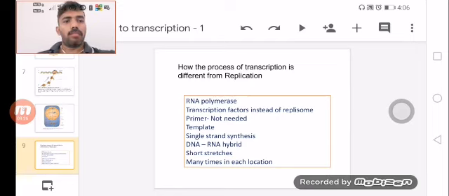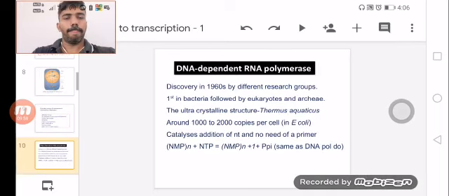And finally, another important difference is that in the case of replication, the process occurs only once in every cell, never twice or thrice. There is no multiple reaction for replication, but transcription occurs multiple times even at a single location. That means whenever that gene needs to be expressed, there will be gene expression. So these are the common comparisons between transcription and replication.